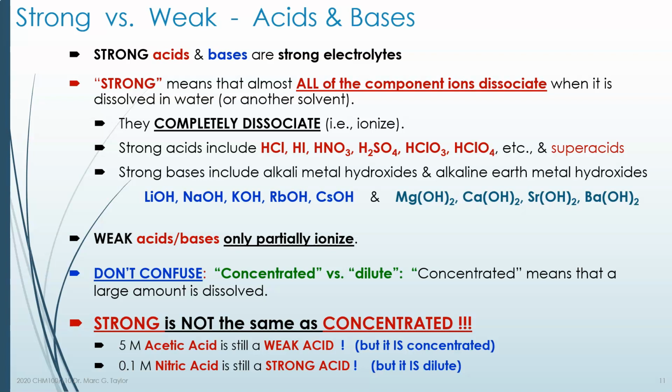On the other hand, 0.1 molar, that's a very low concentration, of nitric acid is still a strong acid. Why? Because nitric acid is a strong acid. When you put nitric acid in water, that HNO3 becomes H+ and NO3- completely. 100% of it goes and becomes those two ions in water. So if it breaks apart completely, that's strong. If it doesn't break apart completely, that's weak, and that is particular to which compound we're talking about. It has nothing to do with the concentration.